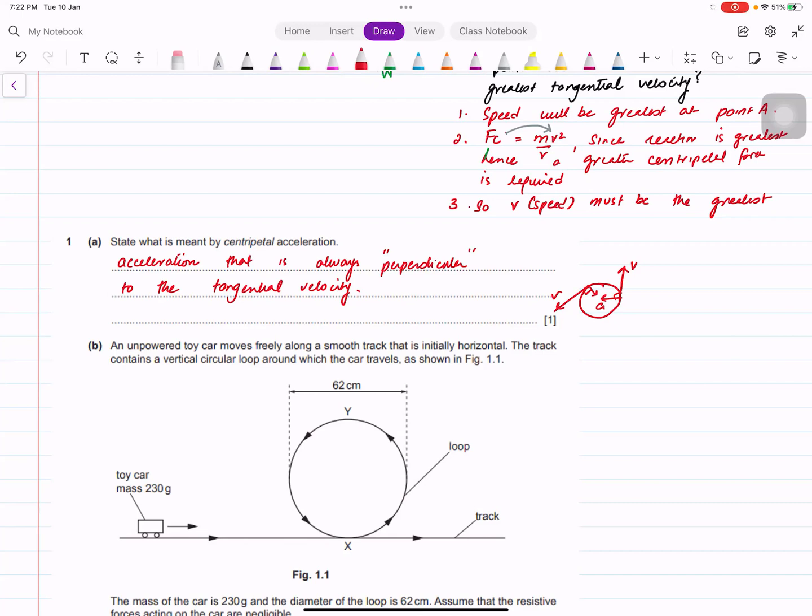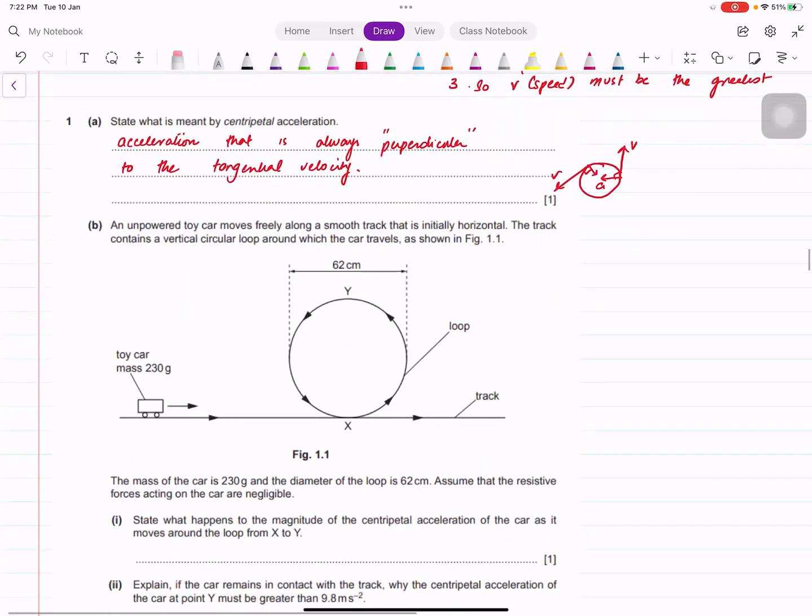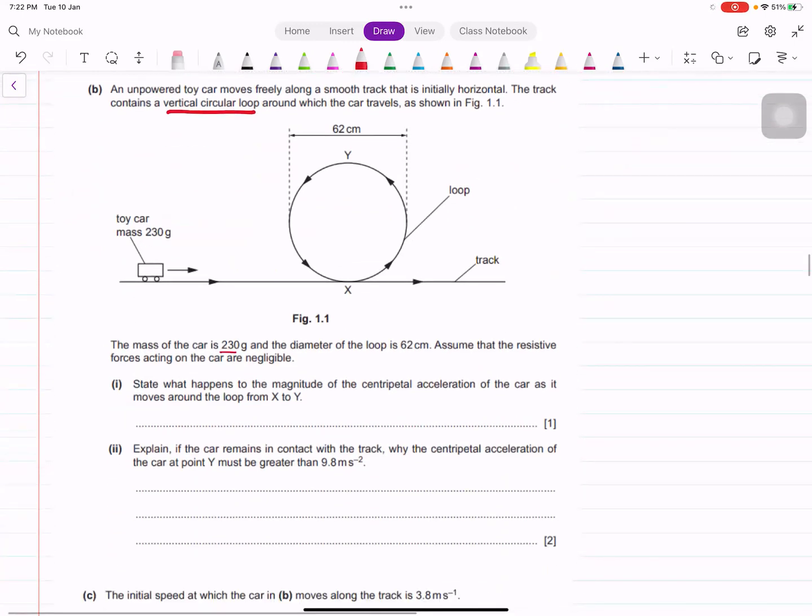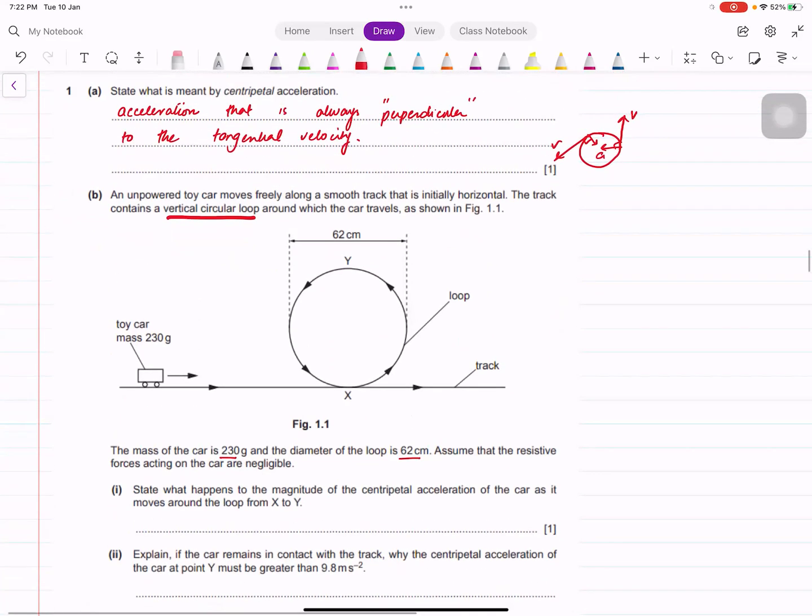Then it says an unpowered car moves freely along a smooth track that's initially horizontal. The track contains a vertical loop. The moment I see this, I know it's a vertical question, right? The mass of the car is 230 grams. It says, state what happens to the magnitude of centripetal acceleration of the car as it moves around the loop from X to Y.